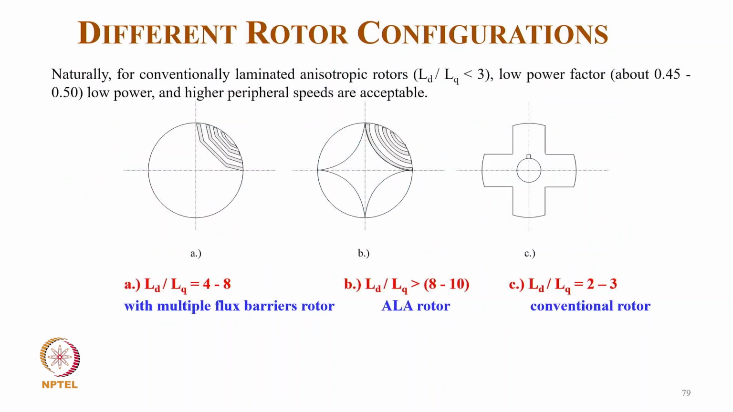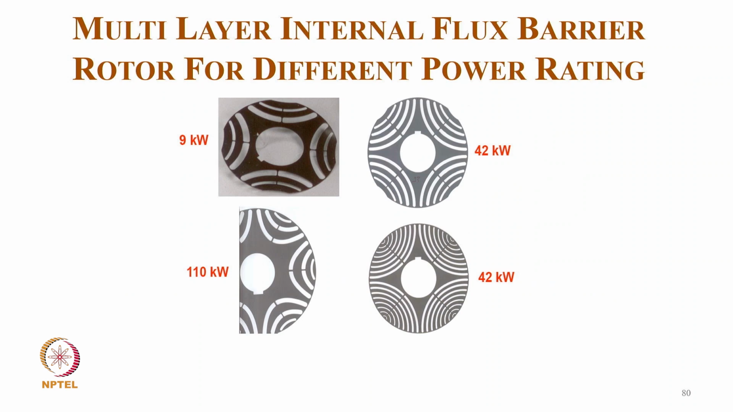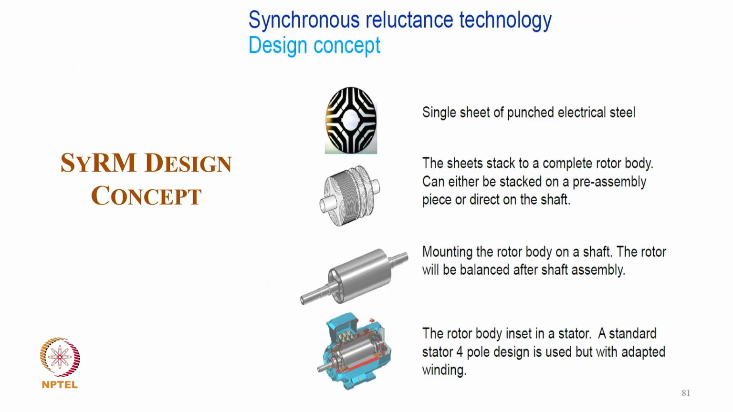Here you can say the conventional Ld/Lq is less than 3, with a low power factor of 0.45, and higher peripheral speeds are acceptable. Typically Ld/Lq is 4 to 8 with the multiple flux barriers. Ld/Lq is greater than 8 to 10 in ALA construction, and in the conventional one Ld/Lq is of the order of 2 to 3 only. And you can see multiple layer internal flux barrier rotors for different power ratings. For a 9 kilowatt motor you can see fewer barriers, for 42 kilowatt we have higher than 110, and in the case of 40 kilowatt we have many flux barriers around. Typically you can see 7 flux barriers on the right side.